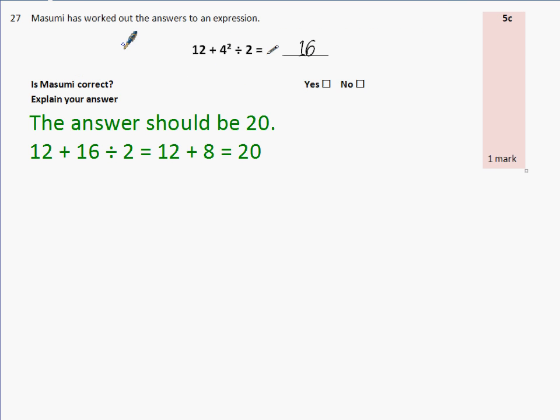Question 27. Masumi has worked out the answer to an expression. 12 plus 4 squared divided by 2 equals... She says 16. Is she correct, yes or no? Explain the answer. The answer is no, because in fact the answer should have been 20. Why is that? Because of BIDMAS.